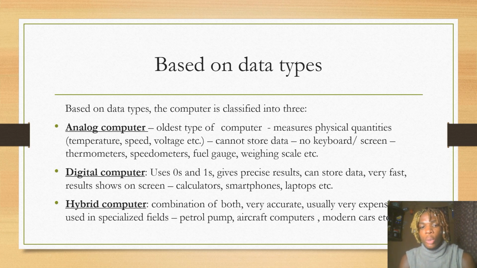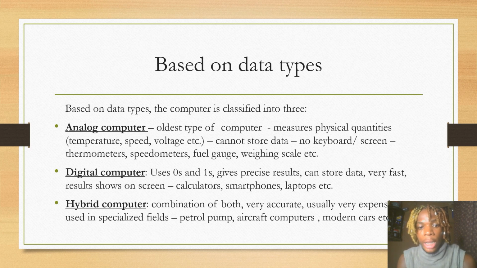Going to the digital computer, it uses zeros and ones. One thing about the digital computer is that it gives precise results. It can store data, it's very fast, and the result shows on screen. For example, we have calculators, smartphones, and laptops. Use your calculator to calculate 2 plus 2, press the equals sign, and you see 4. It has stored the data you put into it, and it's giving you an output, also known as information. Do you understand? It stores data.